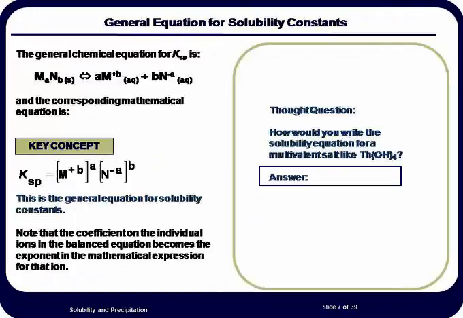The general expression for K sub SP for any saturated solution is given by the equation shown here. Note that the coefficients of the ions in the balanced chemical equation become the exponents for these same ions in the KSP mathematical equation. Now you give it a try. What is the mathematical expression for the KSP of thorium hydroxide? Click on the answer box when you have finished to check your answer.